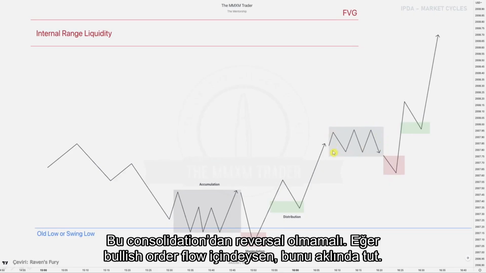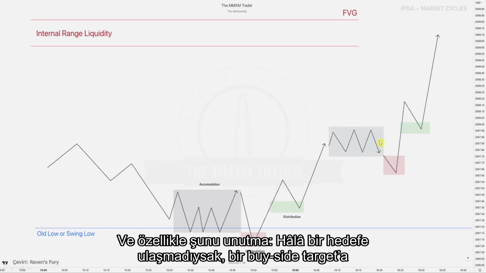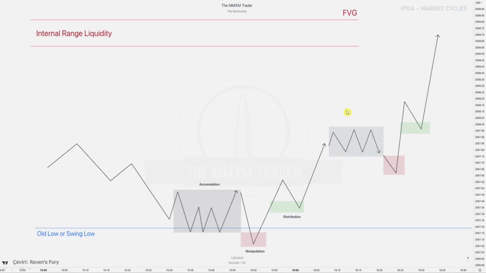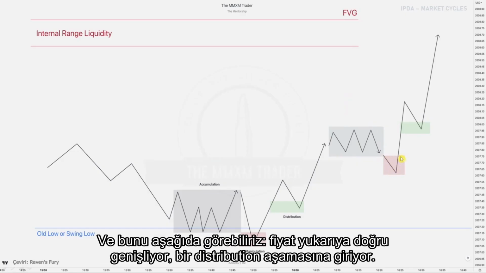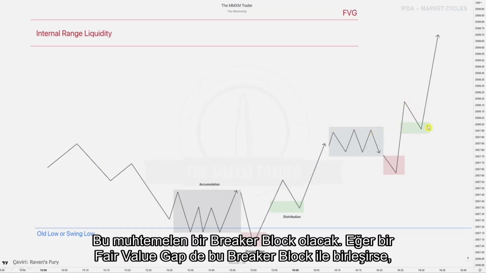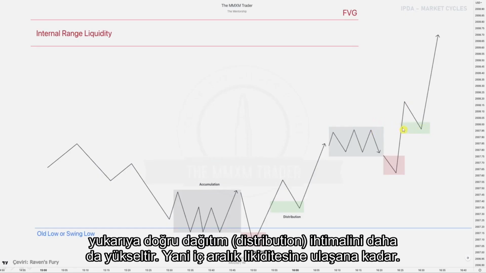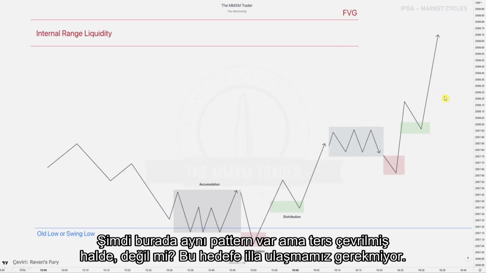Keep that in mind. If you are in bullish order flow and you see a consolidation and we have not, importantly, hit a target yet, a buy side target or internal or external range, we can expect that to be a manipulation phase, which we can see down here. Now expanding up higher into a distribution phase, you can see this probably will become a breaker block. If there's a fair value gap coupled with that breaker block, it makes it even higher probability to distribute up higher, until we hit that internal range liquidity.